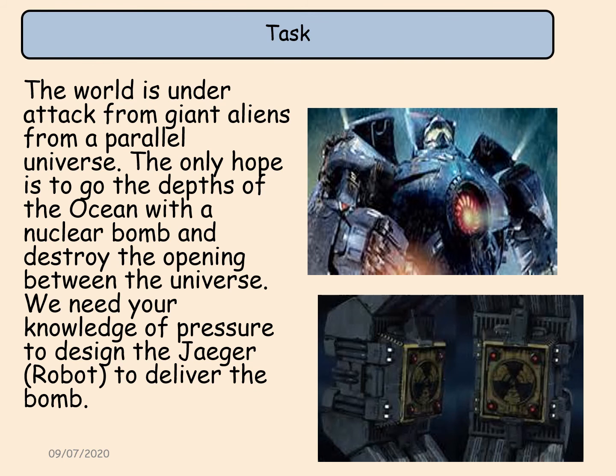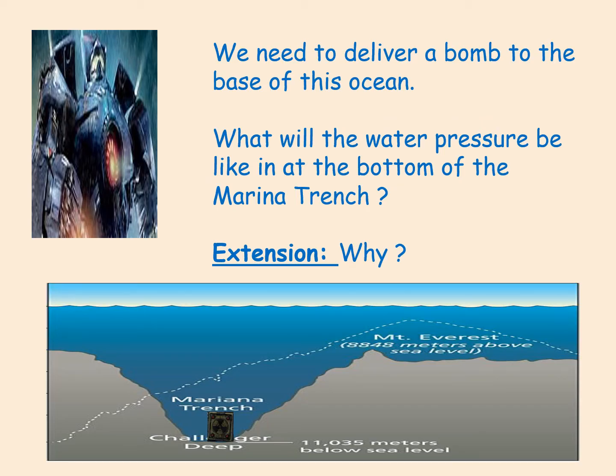Okay, so your task for this lesson. The world is under attack from giant aliens from a parallel universe. The only hope is to go to the depths of the ocean with a nuclear bomb and destroy the opening between the universes. We need your knowledge of pressure to design the Jaeger robot to deliver the bomb. We need to deliver the bomb to the base of the ocean. So what will the water pressure be like at the bottom of the Mariana Trench, and think about why. This is one of the deepest places on Earth. How can we get a bomb there without it being crushed by the weight of water above?